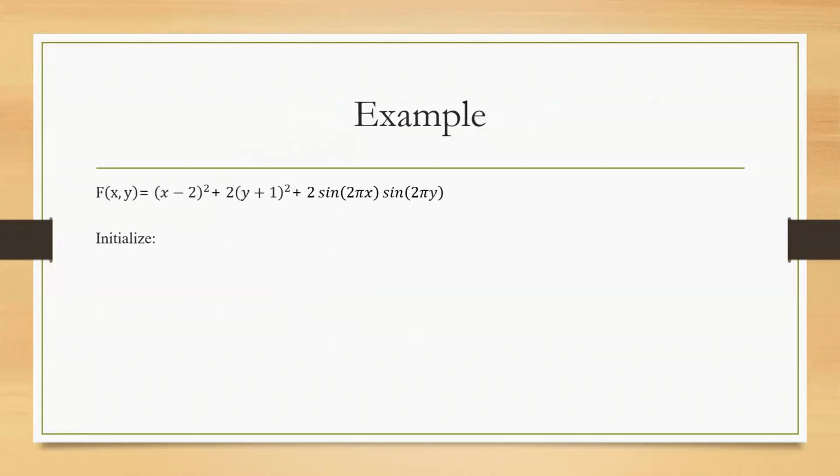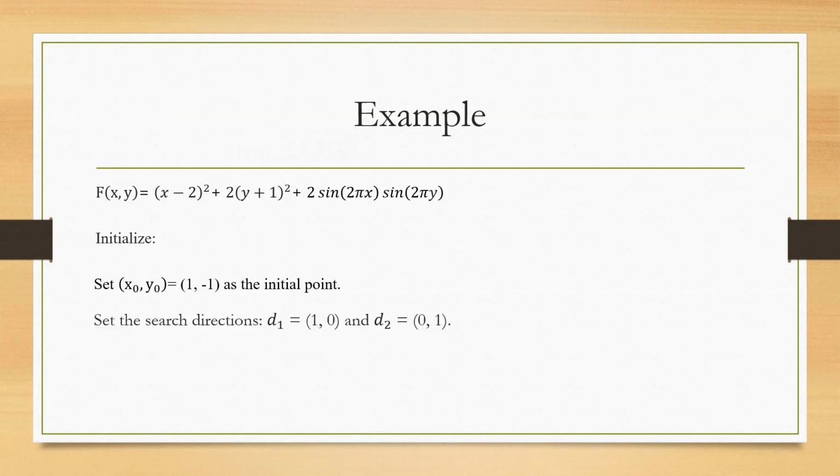Okay, so let me give the example. Let our function f(x,y) be equal to (x minus 2) squared plus (2y plus 1) squared plus 2 sine 2 pi x sine 2 pi y. For initialization, first we set x0, y0 to 1 and minus 1 as the initial point. Set the direction d1 equal to (1, 0) and d2 equal to (0, 1), and set the tolerance threshold epsilon for convergence.